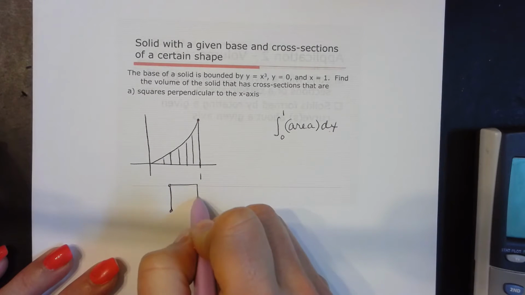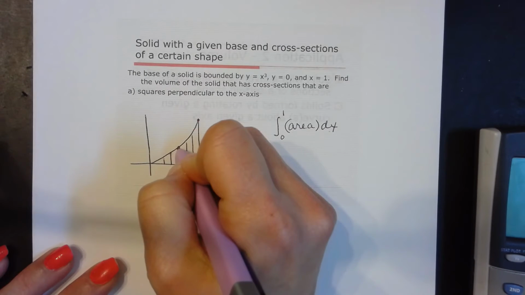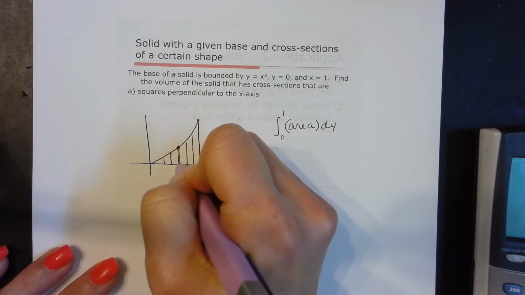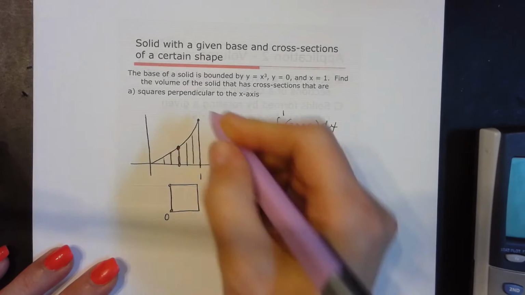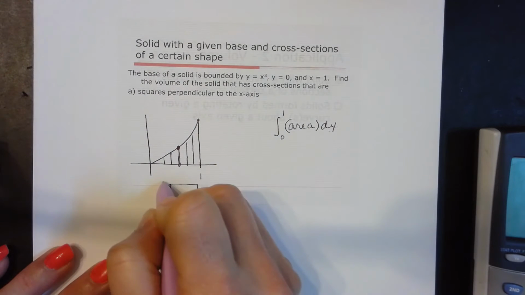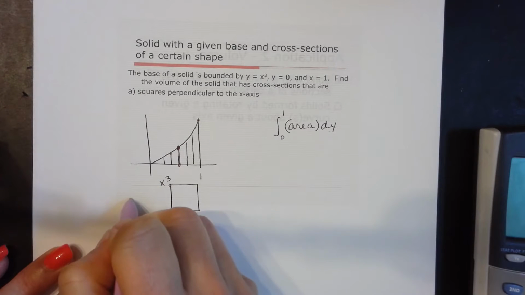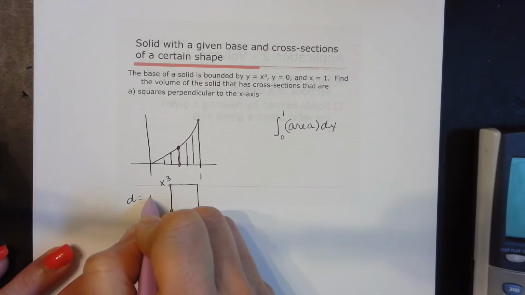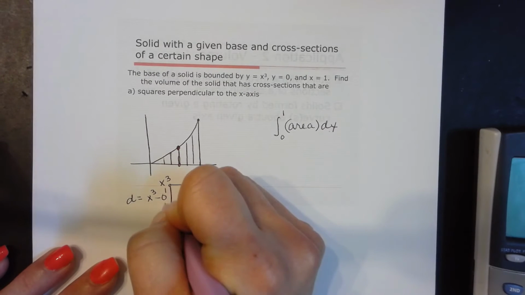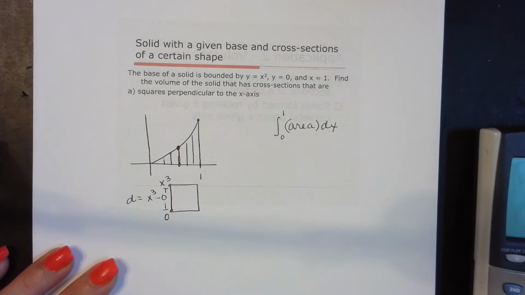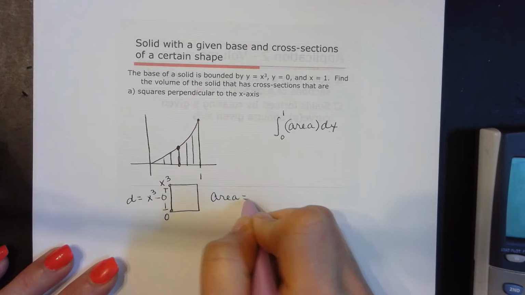Now the slice that I made went from the curve all the way to the x-axis. The x-axis has a value of 0. The curve has a y value of x cubed. So the length of the side, this distance, is x cubed minus 0. That's going to make the area of the square x cubed squared.